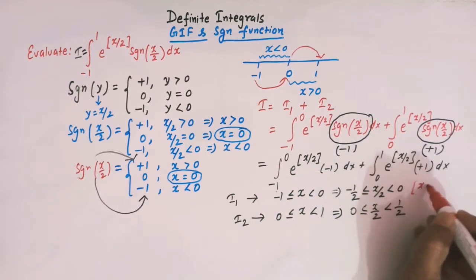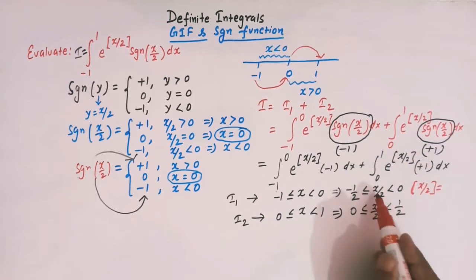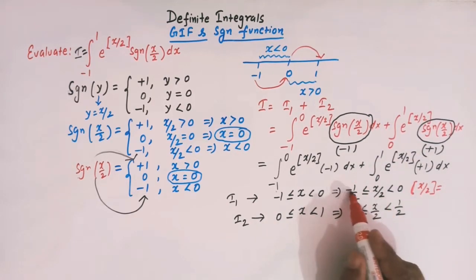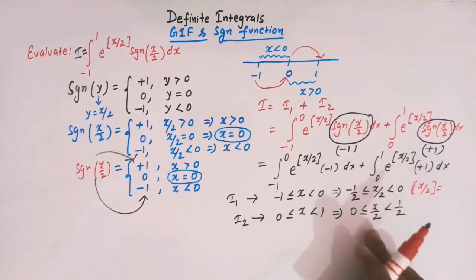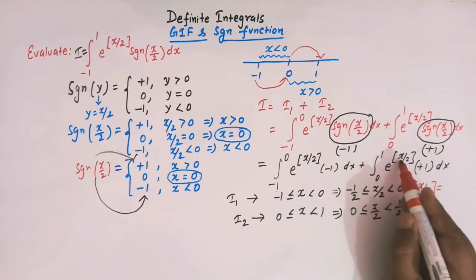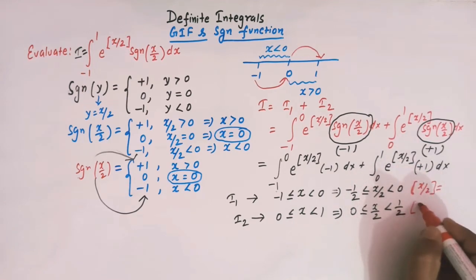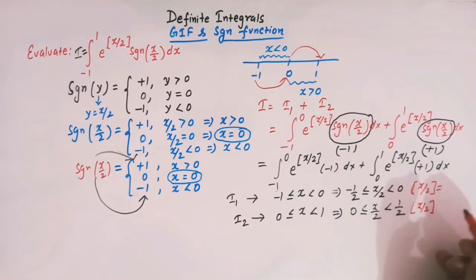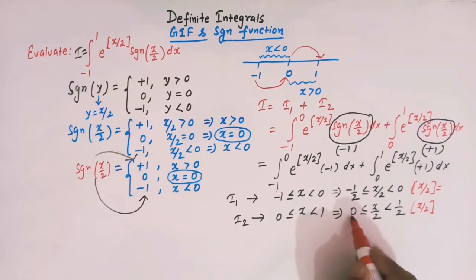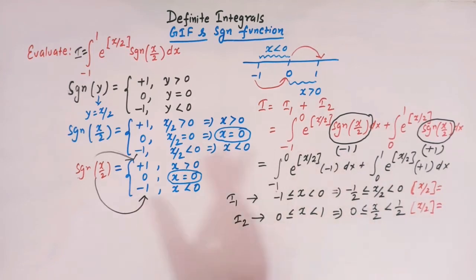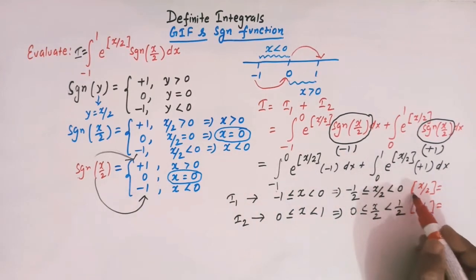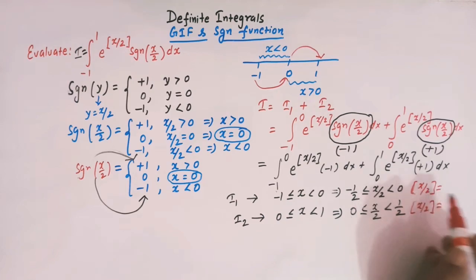So now viewers, we need the value of greatest integer of x over 2, when x over 2 lies between minus half and 0. And similarly, here we need the value of greatest integer of x over 2 when x over 2 lies between 0 and half, right?